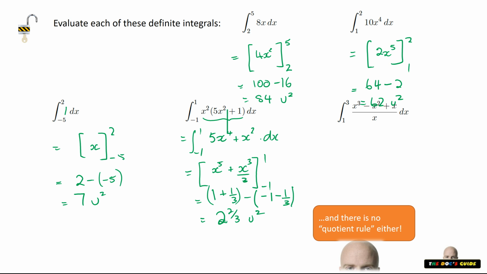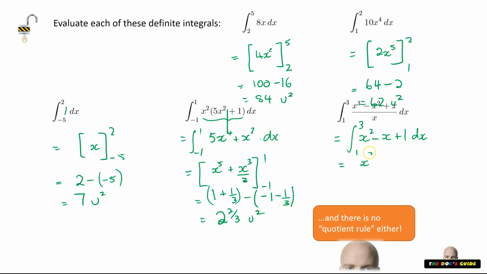Now for our next problem, we've got a quotient, but there is no quotient rule either. If we have a quotient, there must be some way of simplifying it algebraically. In this case we could take out an x as a common term from the top, or we possibly don't even need to go that far. We could just take each term on the top and divide it by the bottom. So x cubed on x becomes x squared, x squared on x becomes x, and x on x becomes 1. And that's what we're going to integrate. Don't forget we haven't yet integrated it, we've just rearranged it.